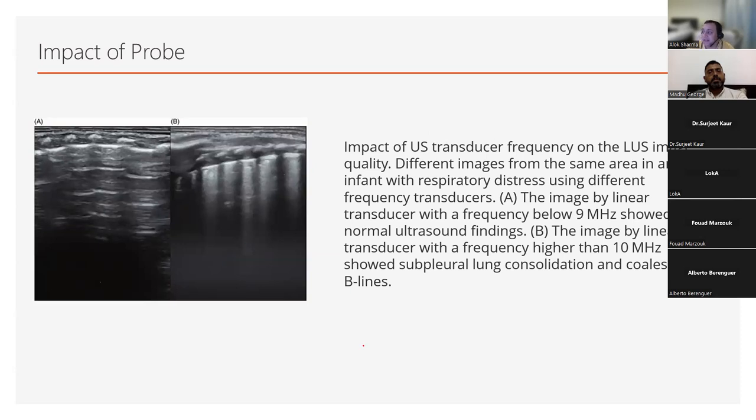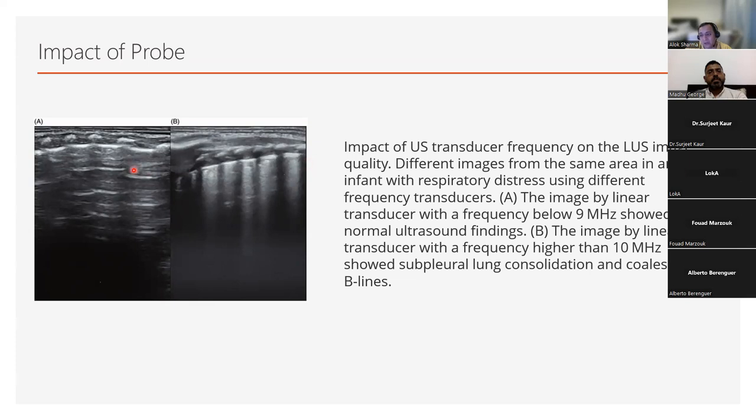Again, just another example. If you look at the image on the left-hand side, that's an image by a linear transducer using a low frequency, whereas the image on the right-hand side is a linear transducer using a frequency of more than 10. Now, in respiratory distress syndrome, as I'll describe to you, the diagnosis is met by seeing subpleural consolidations that you can see over here, these small white areas. If you can't see these, then from your perspective, you're not going to make a diagnosis of respiratory distress syndrome.